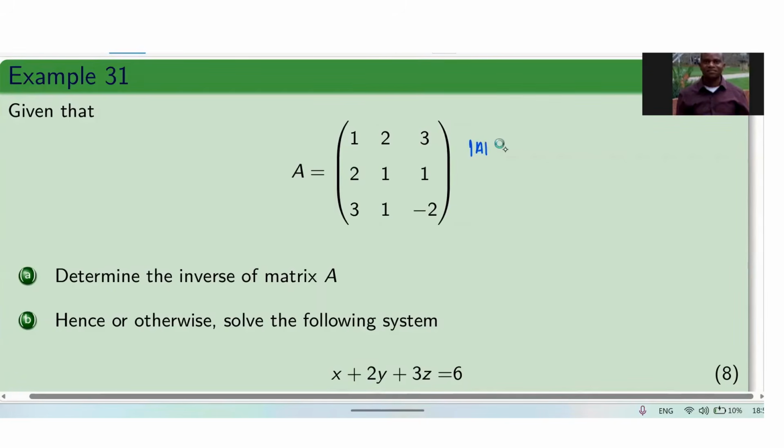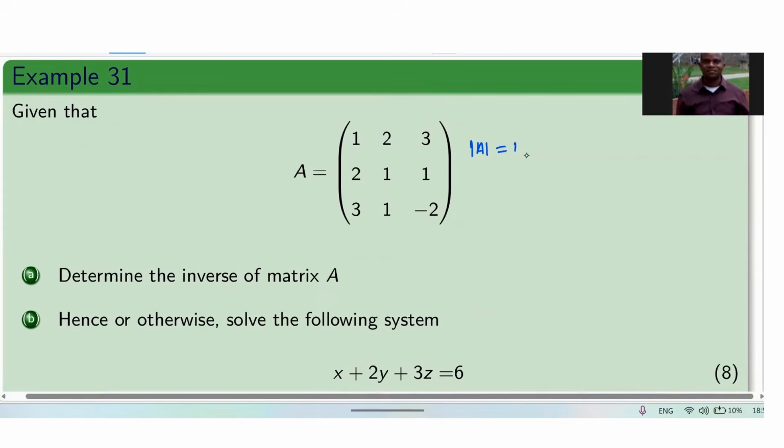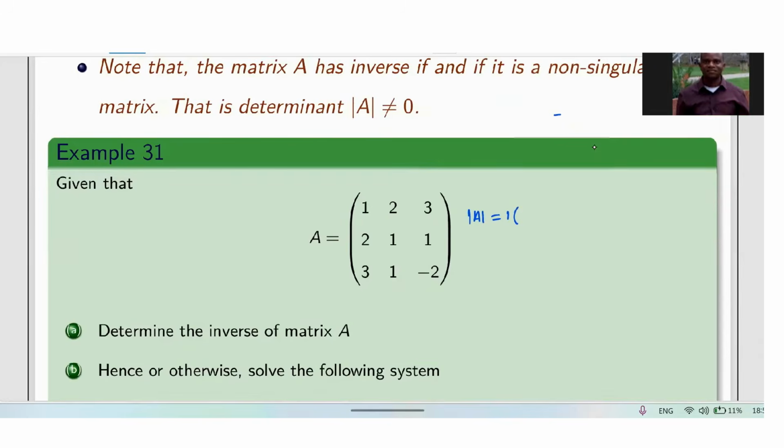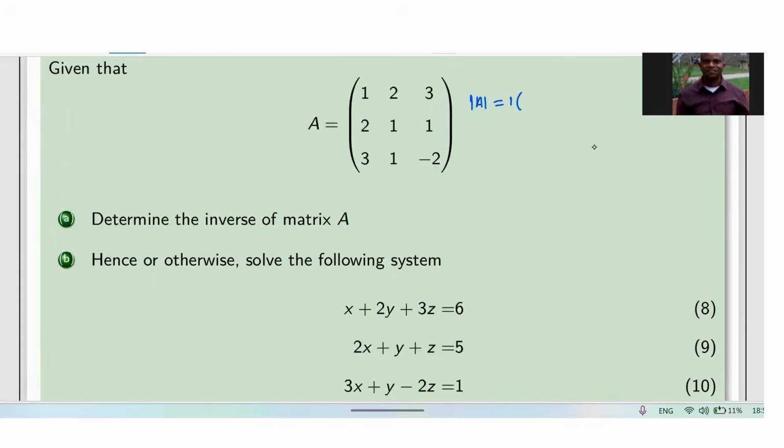So the determinant of matrix A, we're going to have 1 times the minor of 1, which is 1, 1, 1, negative 2. So if we multiply directly, we're going to have 1 times negative 2 is negative 2. Then minus 1 times 1 is 1. So we get negative 2 minus 1.